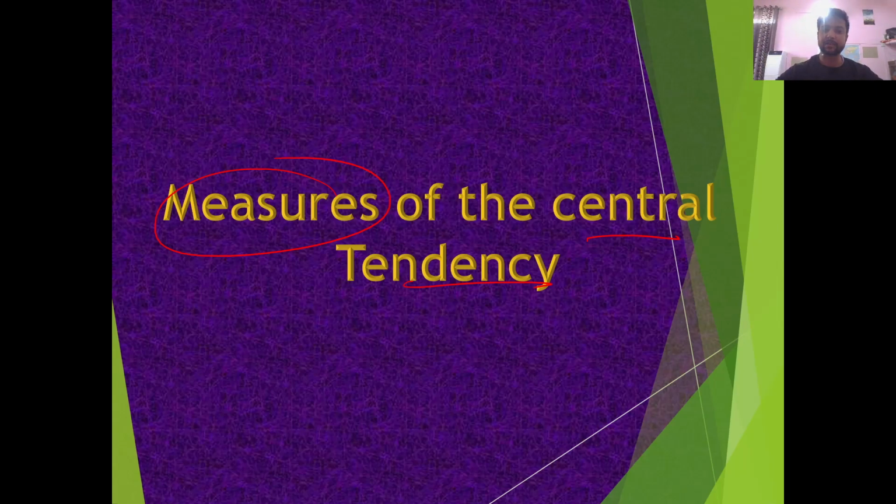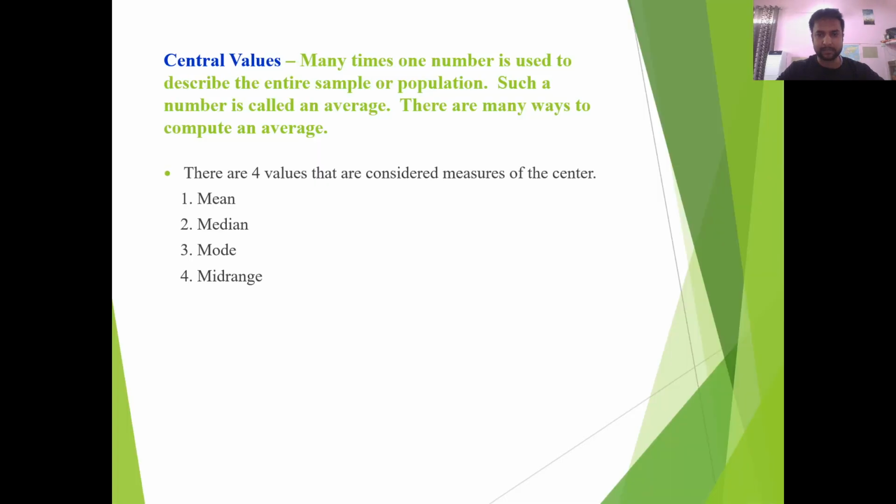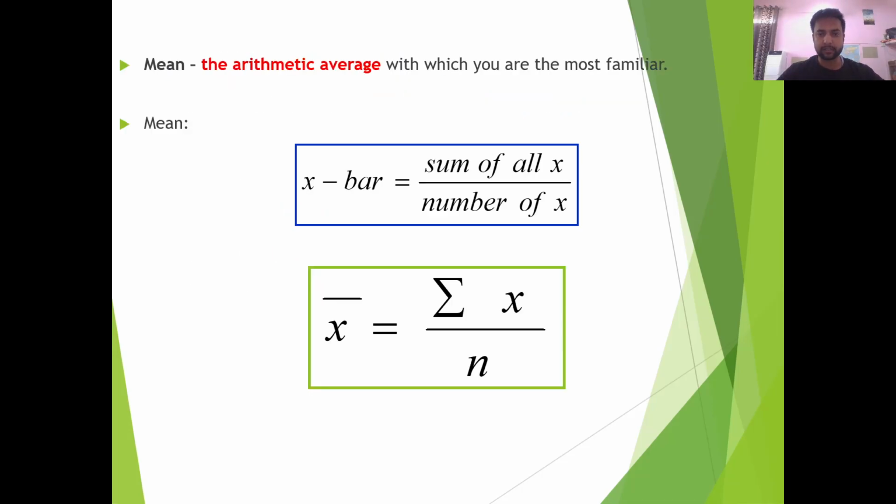That is the meaning of central tendency, and it is measured using different techniques. We can use mean, mode, median, and some other things, like weighted average, and we are going to study those in our upcoming slides. The central value is basically something that describes the entire population, and we have four measures of central tendency: mean, mode, median, and mid-range. We are going to study them in the upcoming slides.